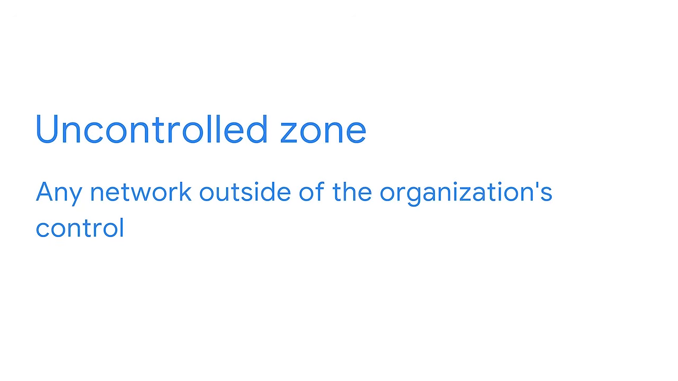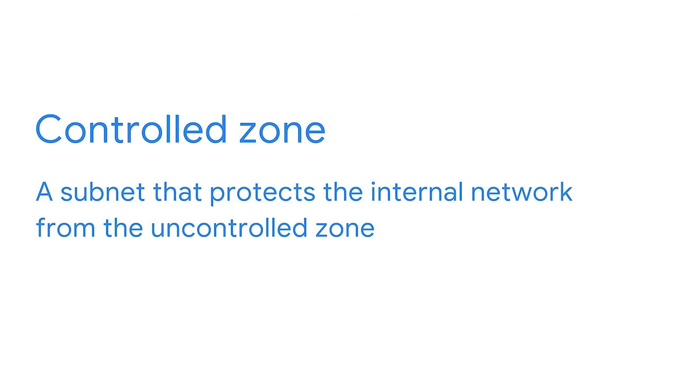An organization's network is classified into two types of security zones. First, there's the uncontrolled zone, which is any network outside the organization's control, like the internet. Then there's the controlled zone, which is a subnet that protects the internal network from the uncontrolled zone. There are several types of network within the controlled zone.